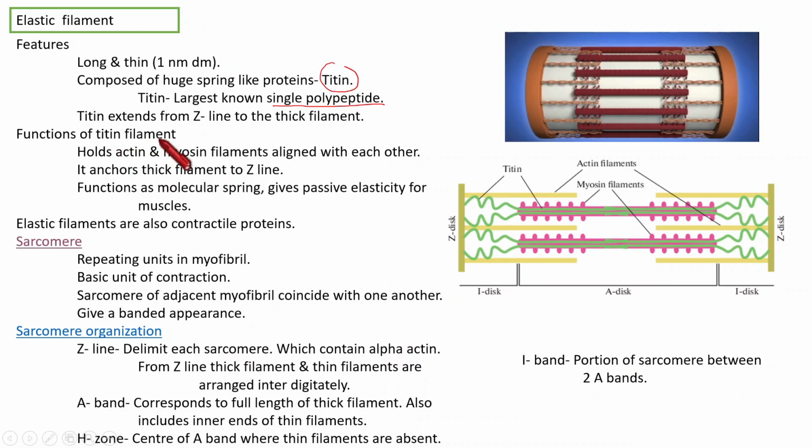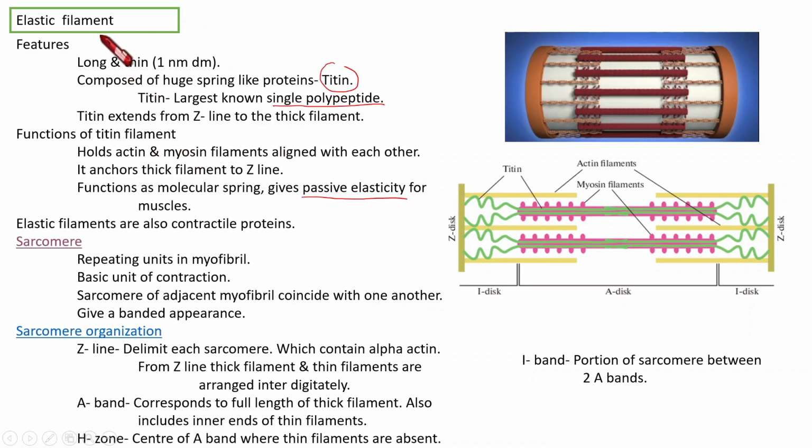Titin can also answer one more question. This titin filament holds the thin filament and thick filament properly aligned. So that is one function. And also it anchors the thick filament to the Z line. Then the third function, it acts as a spring, and in that way it gives passive elasticity that doesn't need any energy. It gives passive elasticity for the muscles. So these are the functions of the titin filament.